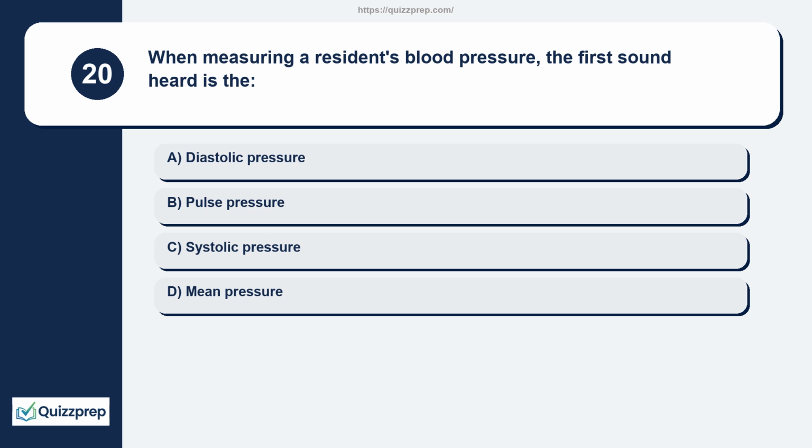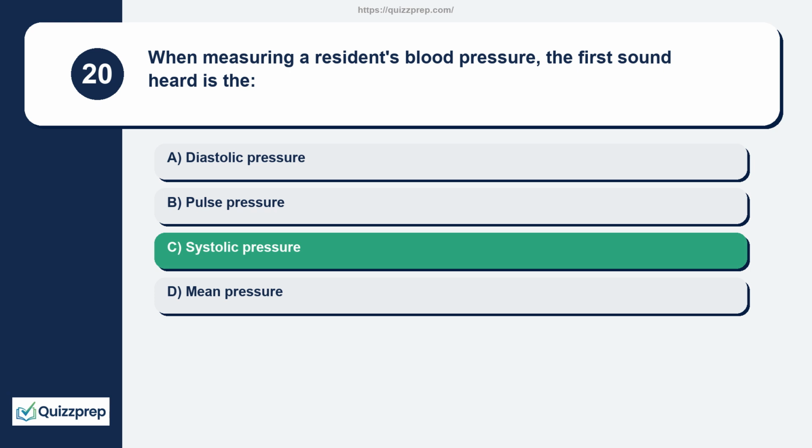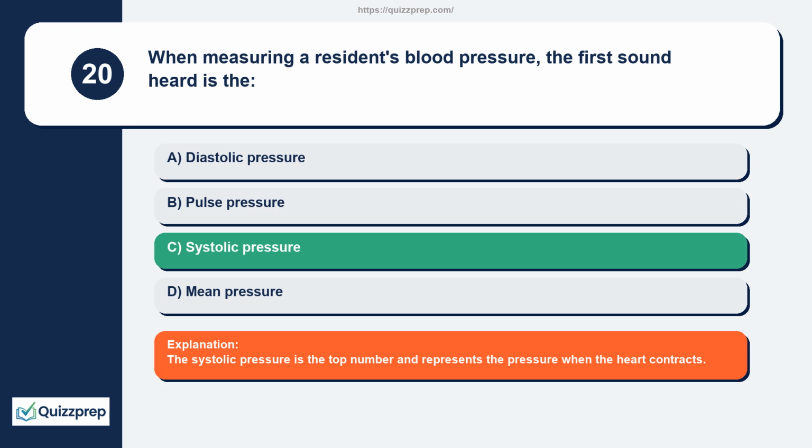Question 20. When measuring a resident's blood pressure, the first sound heard is the: diastolic pressure, pulse pressure, systolic pressure, mean pressure. The systolic pressure is the top number and represents the pressure when the heart contracts.